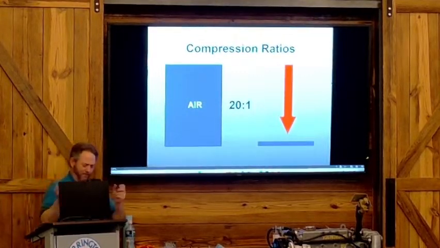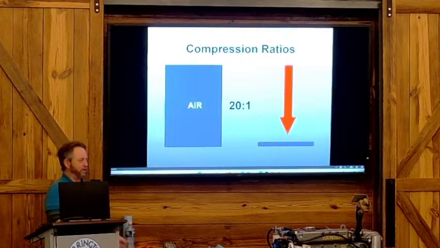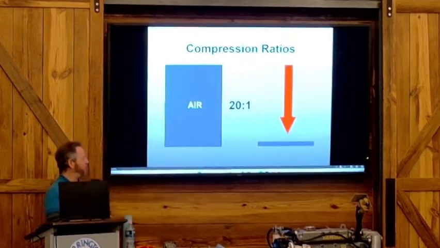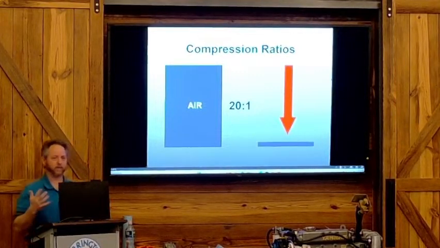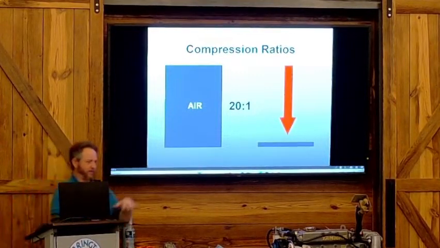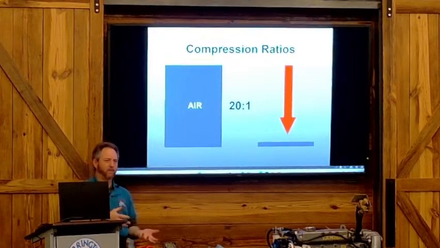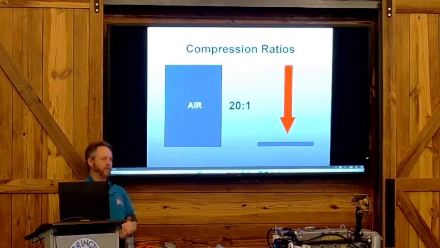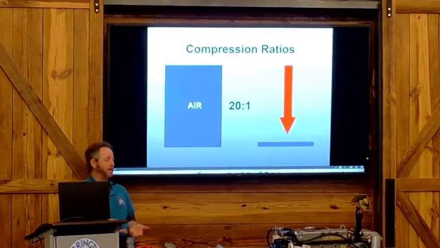So you'll hear different engines have different compression ratios. So here we have a 20 to 1 compression ratio. Diesel engines have higher compression ratios because we have to create the heat we need. So diesel engines can range from about 17.5 to 1 up to about 24 to 1. Now the gasoline engines that you drove in here are probably like 8 to 1 or 9 to 1.